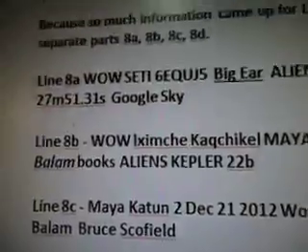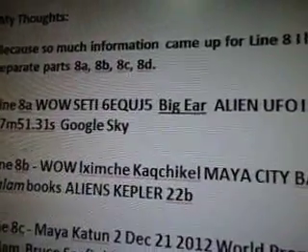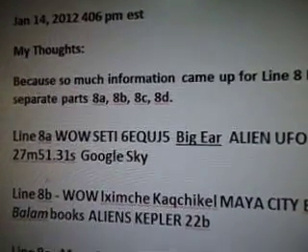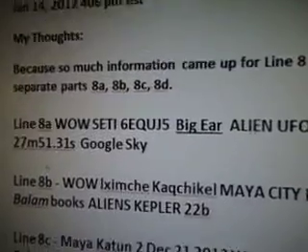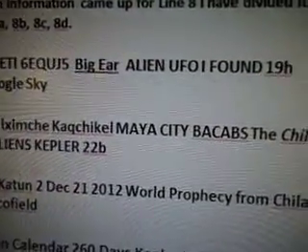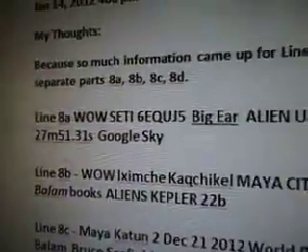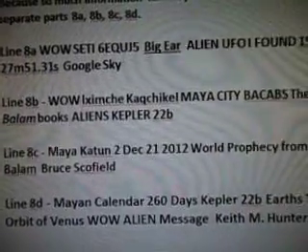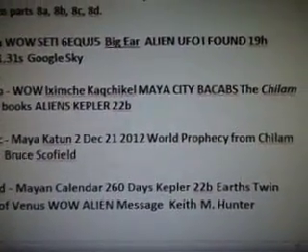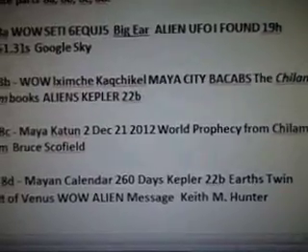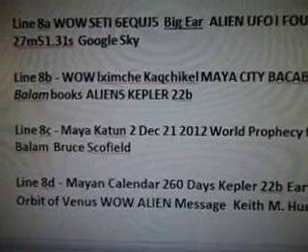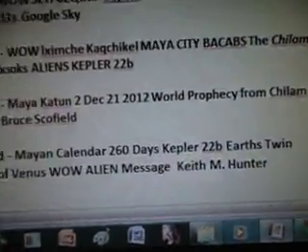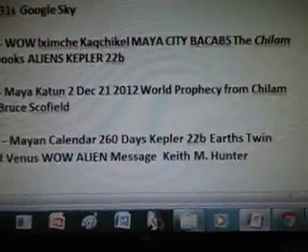Line 8A, WOW SETI 6EQUJ5 Big Ear Alien UFO. I found 19H 27M 51.3S Google Sky. Line 8B, WOW Image Maya City got Bacabs, the Chilam Balam Books, Aliens, Kepler 22b. Line 8C, Maya Cartoon 2, December 21st, 2012, World Prophecy from Chilam Balam, Bruce Schofield. Line 8D, Mayan Calendar, 260 days, Kepler 22b, Earth's Twins, Orbit of Venus, WOW Alien Message, Keith M. Hunter.